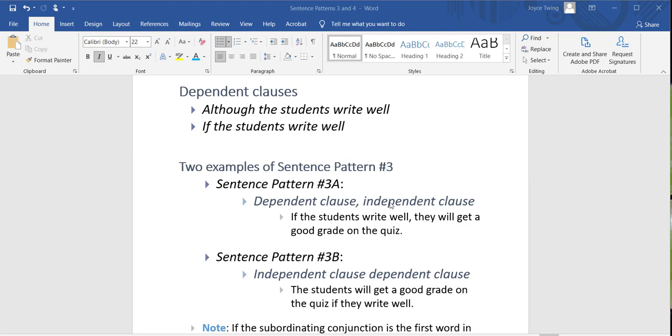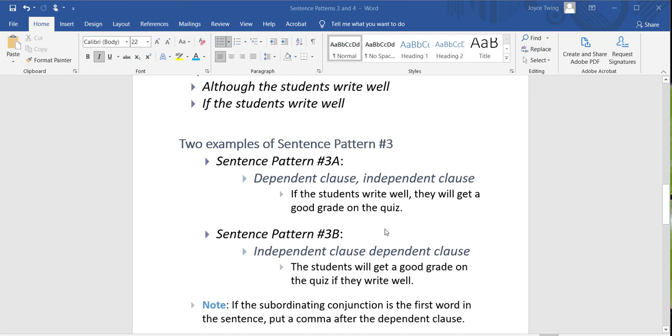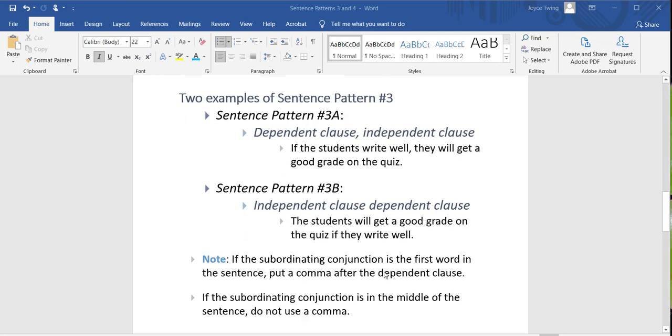So that's sentence pattern 3A. Sentence pattern 3B simply turns this around. The students will get a good grade on the quiz if they write well. And we'll note here, if the subordinating conjunction is the first word in the sentence, as it is here, then you need a comma after the dependent clause.